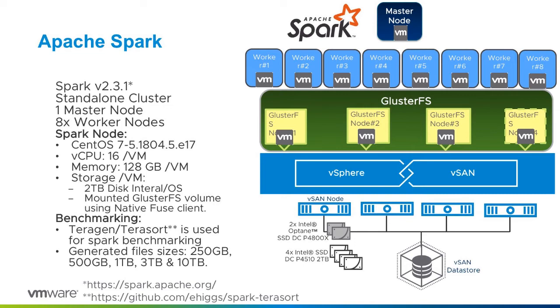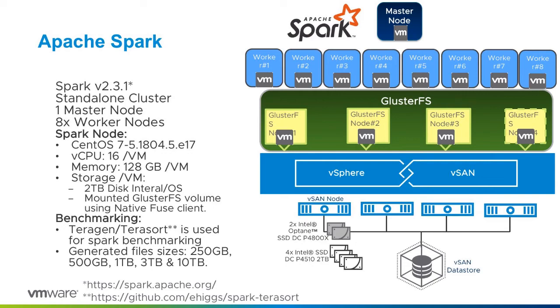Yeah, and finally, we have deployed the Spark cluster in standalone mode. So we have used Spark version 2.3.1. As I mentioned, in a standalone cluster, we have 1 master node and 8 worker nodes. And each worker node, as well as the master node, are all CentOS virtual machines.